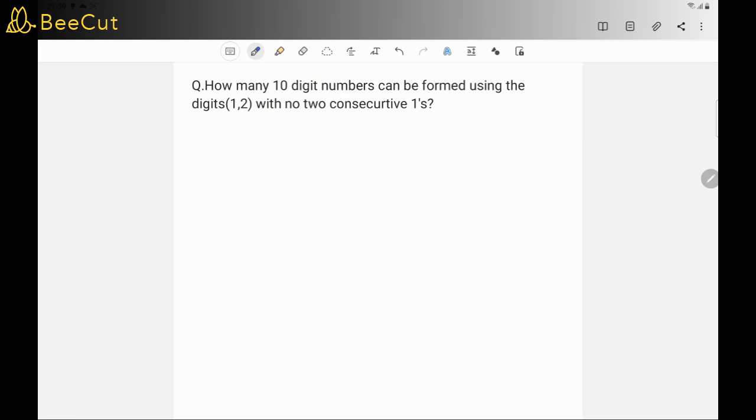In this question we need to form 10-digit numbers using the digits 1 and 2 such that there are no 2 consecutive ones. So let us solve this. Assume that there is only a 1-digit number. So I can form the 1-digit number using the digit 1 or 2. So 2 ways.